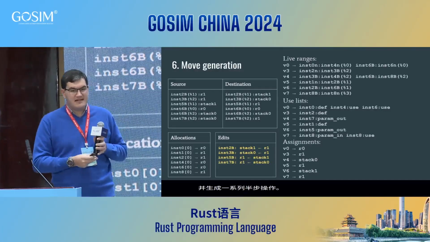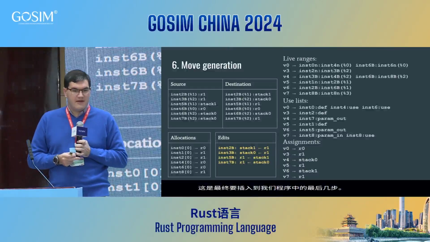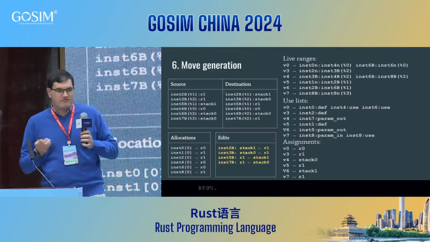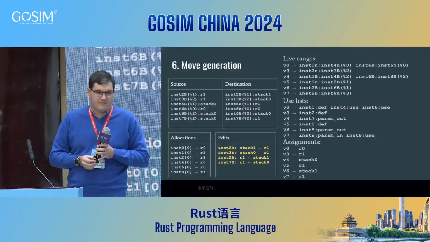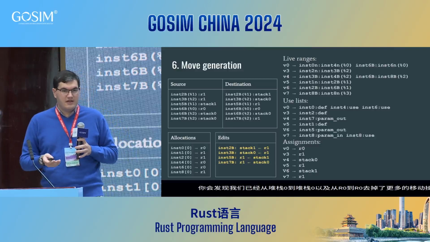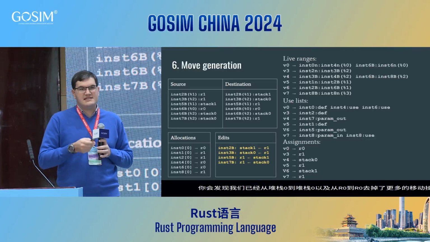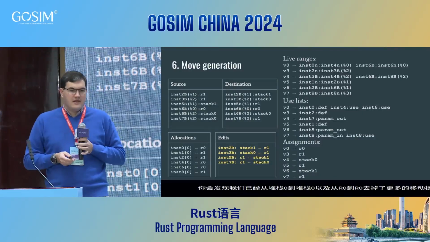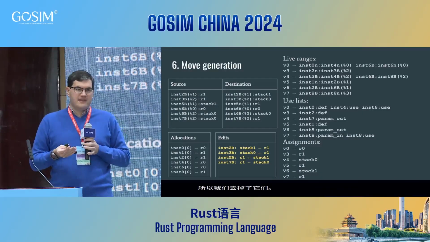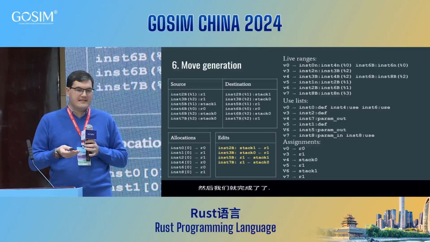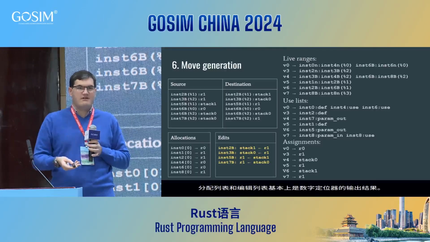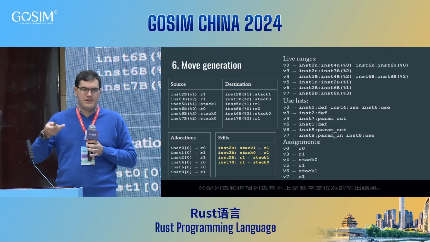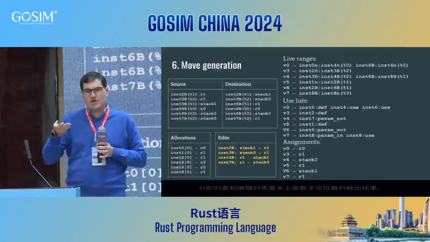You'll notice we've eliminated some no-op moves from stack 0 to stack 0 and from R0 to R0. These don't do anything, so we've eliminated them. And then we're done. The allocation list and the edits list are basically the output of the register allocator. The output iterator will basically walk through the edits list along with the original instruction list and produce either this output iterator enum, which is either an original instruction or a move operation.